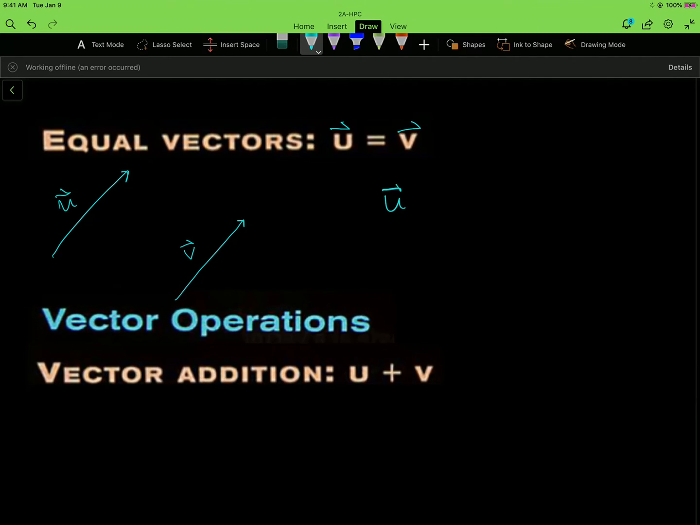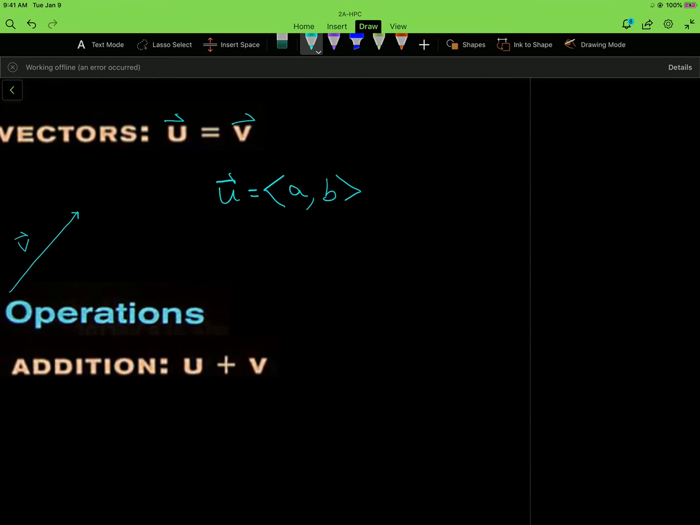So let's say vector u, if we break it into its components, is (a, b). That means vector v would also have to be (a, b). All right, so I could say it this way, maybe a nicer way to say it. If vector v is (c, d), I would say that a equals c and b has got to be equal to d for these vectors to be equal. So they have to be the same numbers.